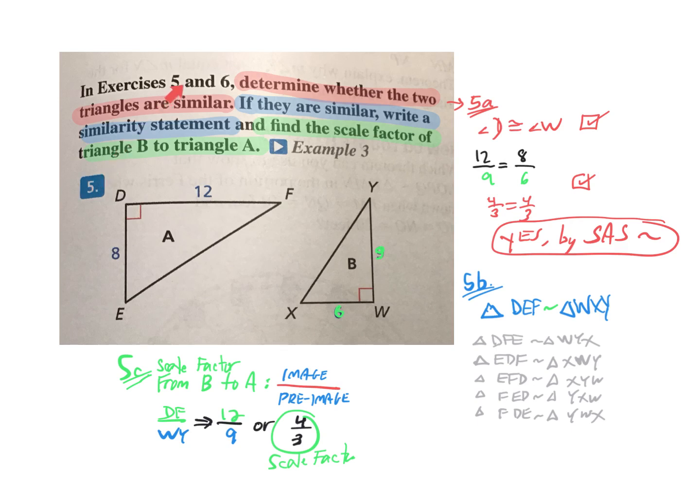All right, let's take a look at number 5. There's actually 3 different parts. Are they similar? Part A. And then in blue, if they are, what's the statement? It's part B in blue. And then in green, find the scale factor. That'll be the green part, 5C.